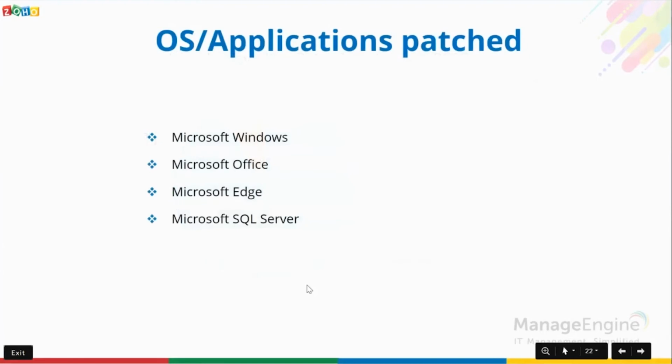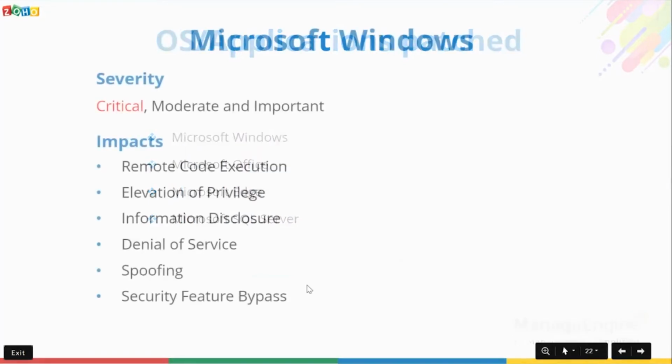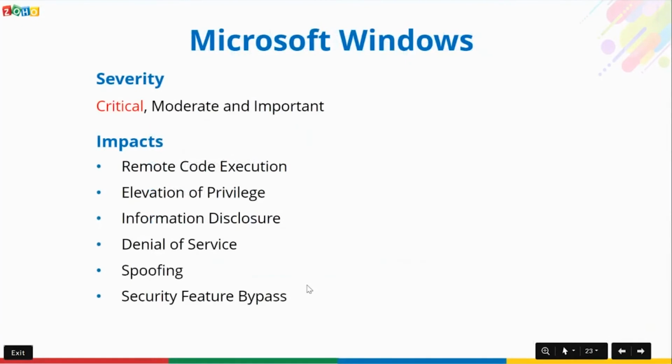Now let's take a look at the OS or applications that were patched this month one by one. Starting with Microsoft Windows, the vulnerabilities patched are termed critical, moderate, and important. And not applying these patches could cause remote code execution, elevation of privilege, information disclosure, denial of service, spoofing, and security feature bypass in your network.